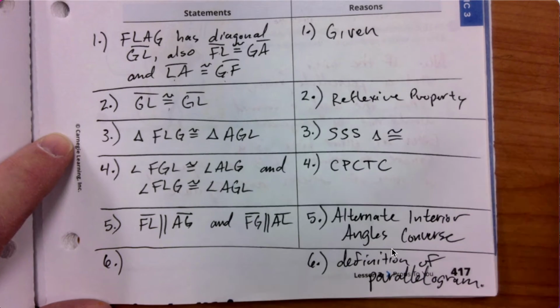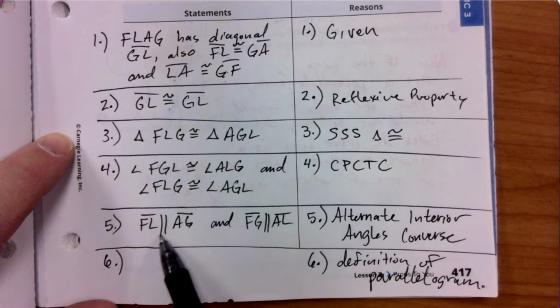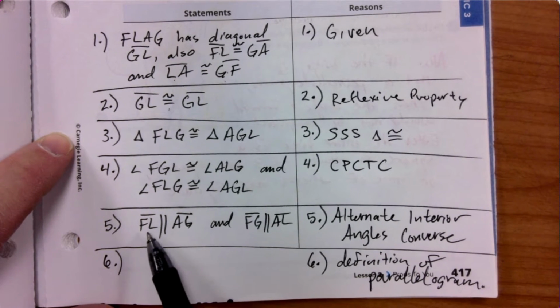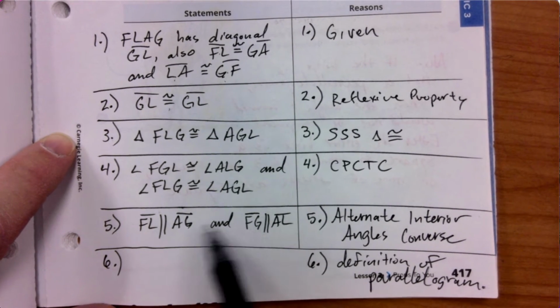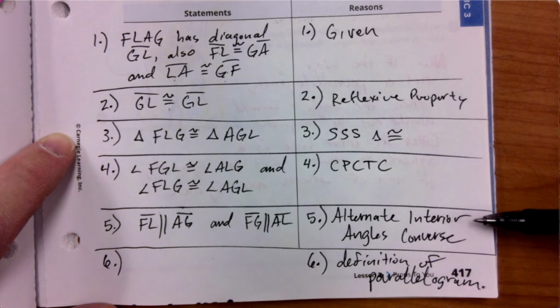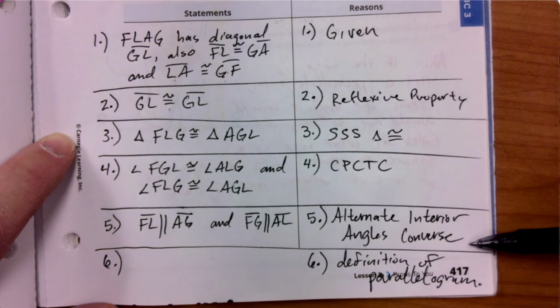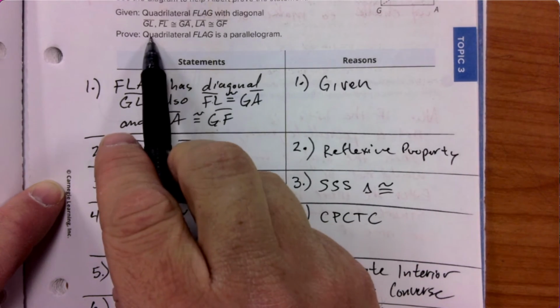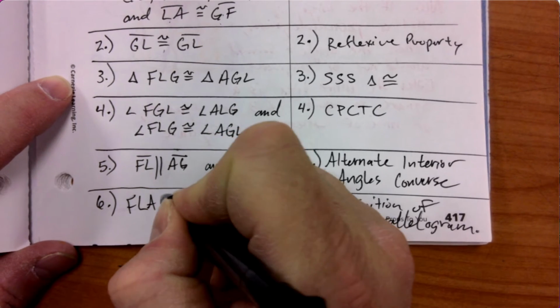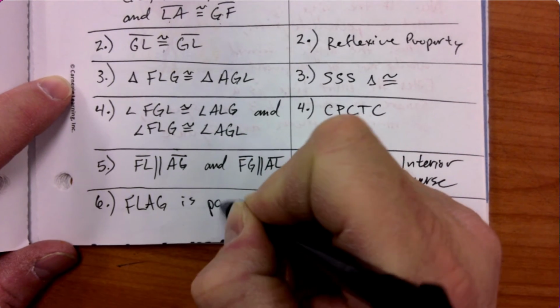So then, second from last, that means that with these congruent angles, the sides that use those angles must be parallel because of the alternate interior angles converse. And then we leave this blank for 6 to put in that the quadrilateral flag is a parallelogram. Flag is a parallelogram.